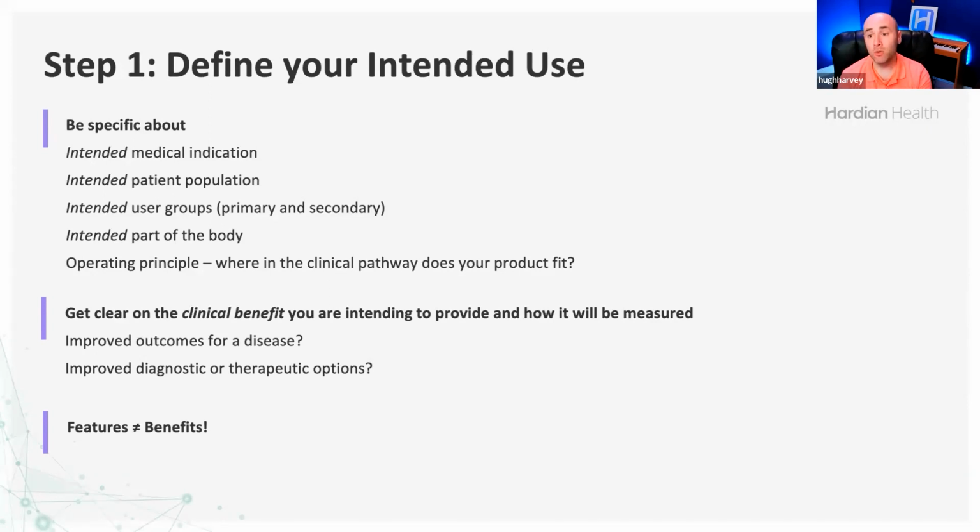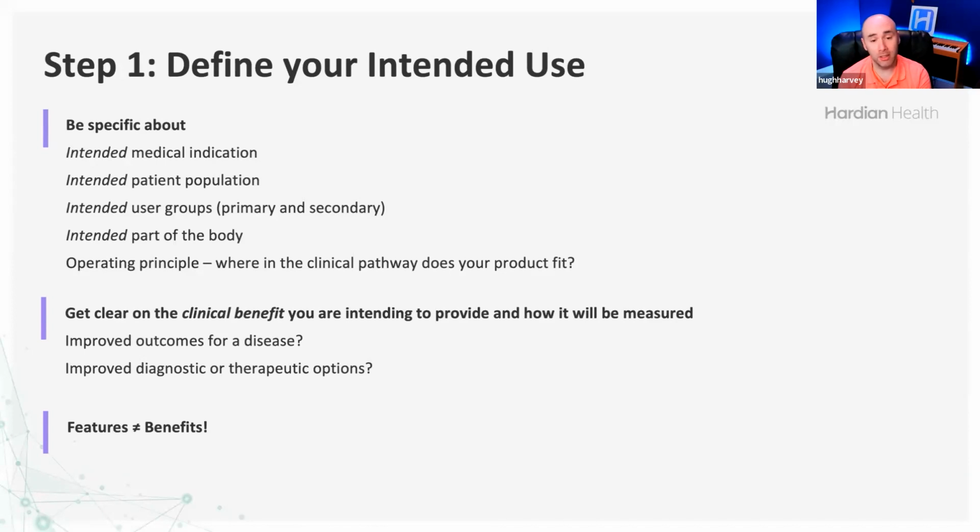You also have user groups. So some medical devices are intended to be used by specialist physicians. So it might be a radiology AI system. Obviously, it's intended to be used by radiologists. It might be a patient-facing app where your intended user is actually a patient sitting at home. And you can have primary and secondary users. So some medical devices might measure something, present that measurement to a patient, but then give clinical decision support to a GP, for instance. So you can have a primary and a secondary user.